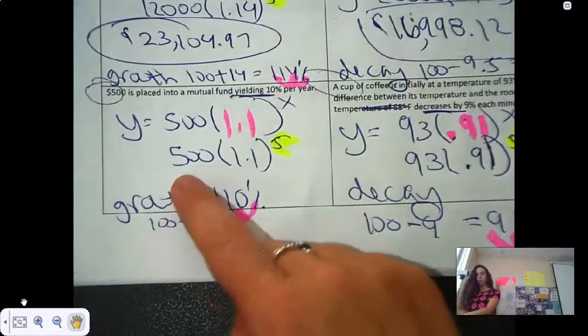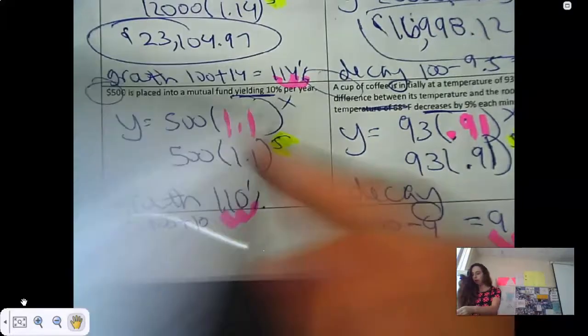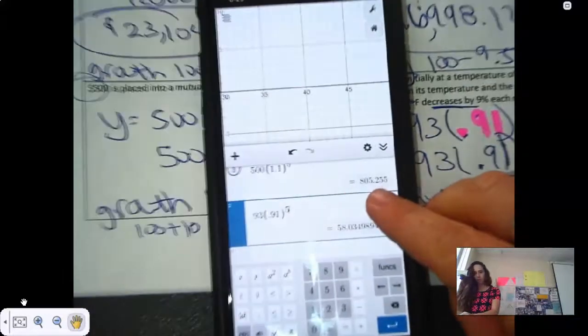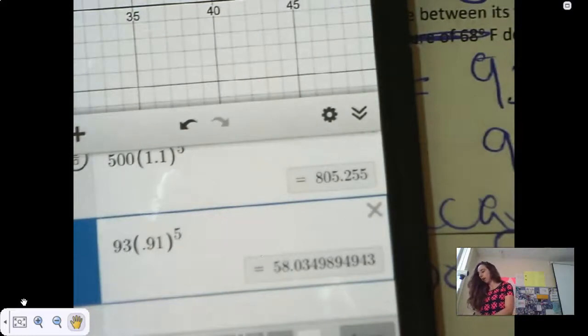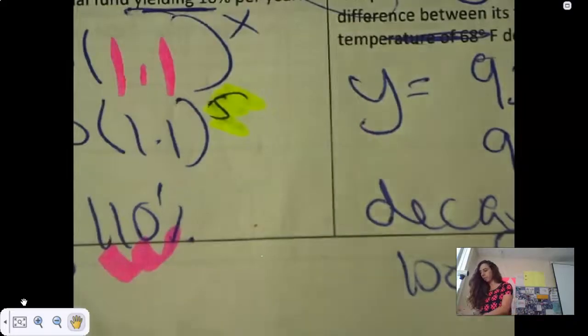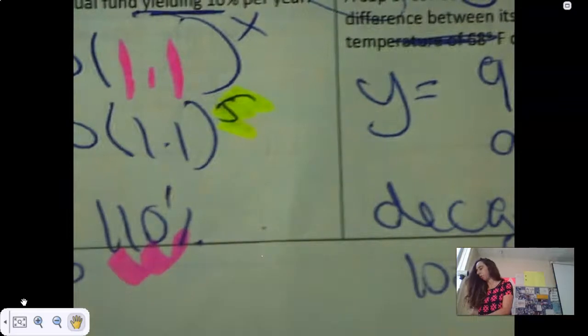So if it's growth, is it going to be more than 500? Yeah. So let's look. If you look, what did I get? 805.255. I want to round that up and make that 805.26. Now are we talking about money? Yep, still talking about money.